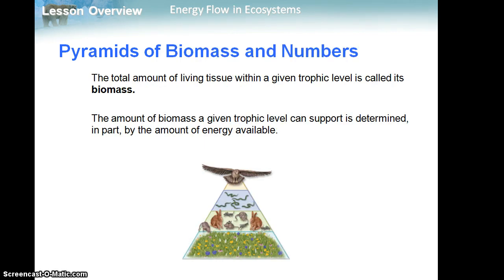Pyramids of biomass are going to take into account the total amount of living tissue within a trophic level. So we're going to take all of the plants that are in that habitat or within that ecosystem. We're going to calculate how much mass they have together, and that's going to be the biomass for that trophic level. And the amount of biomass a given trophic level can support is determined by the amount of energy available to it.